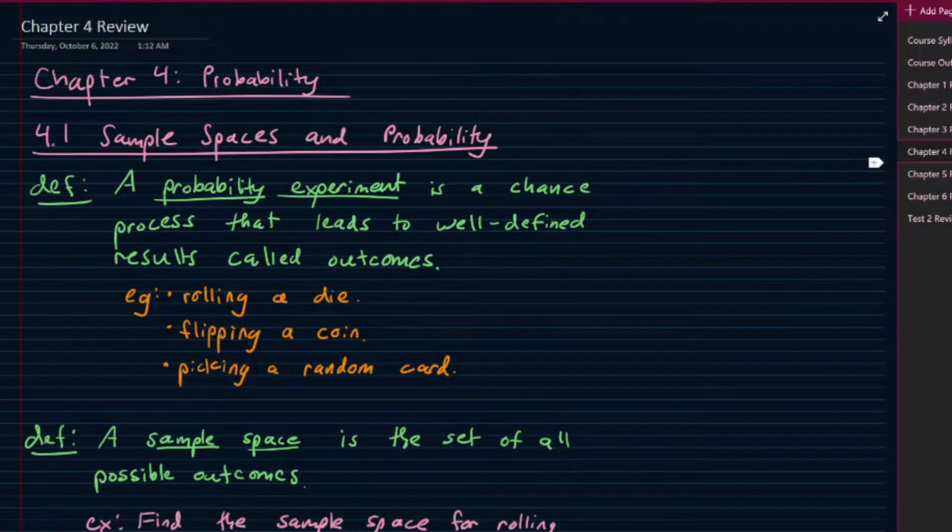Okay, and so remember, in a probability experiment, aka just a probability question, the sample space is the set of all possible outcomes. So if you're rolling a 6-sided die, the sample space would be 1, 2, 3, 4, 5, 6. If you're picking a card from a deck of cards, it would be all 52 of the different cards. If you're flipping a coin, it would be heads or tails. It's a list of every possible outcome.